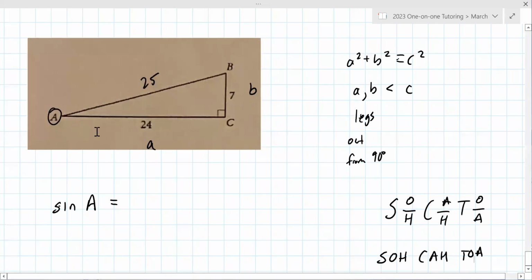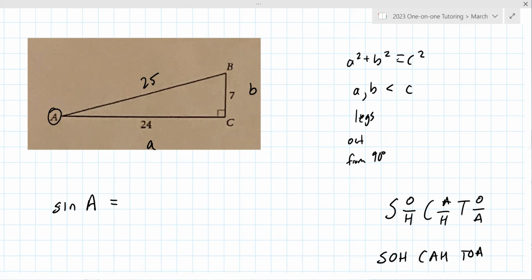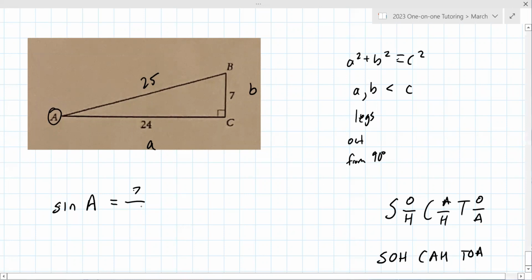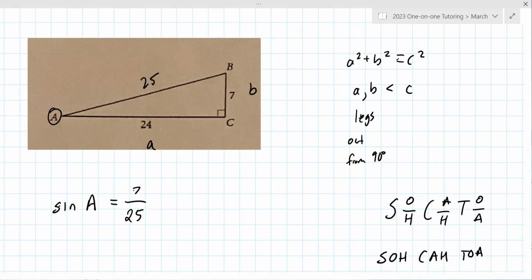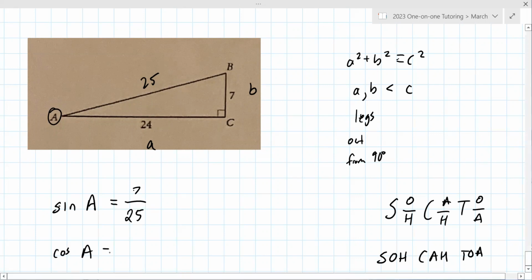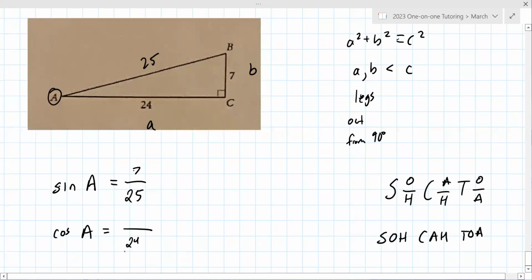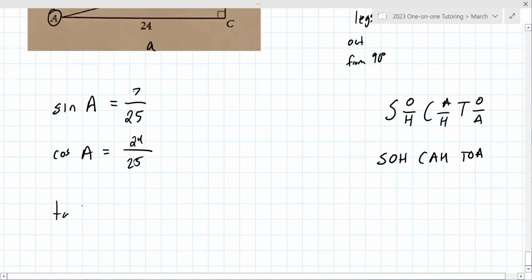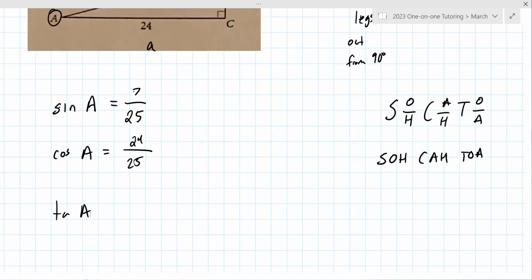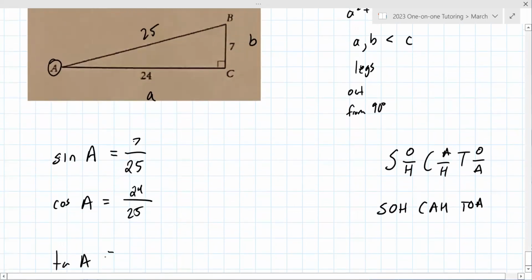So sine of A, you need the opposite side over the hypotenuse. That would be 7 over 25. Yes. And then let's do the cosine of A. 24 over 25. Yes. And then the final one would be tangent of A. Tangent is opposite over adjacent. So it's 7 over 24. Very good.